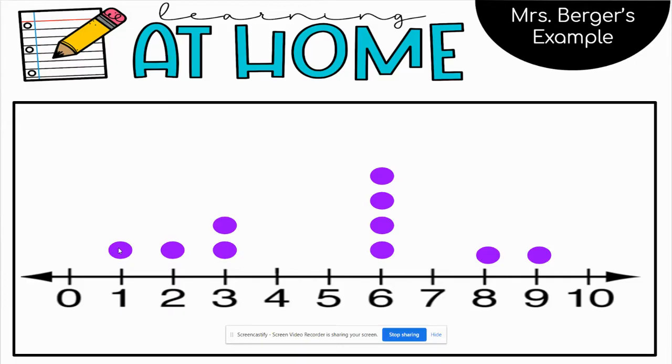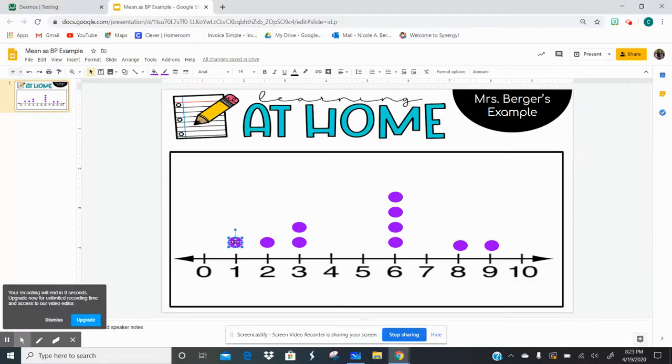So this is how it goes. I start with my lowest data point, this number 1. Let's do it right here. All right, here we go. So I start with this number 1 and I move it just one space over. And then I go to the number 9, the biggest, and I move one space.